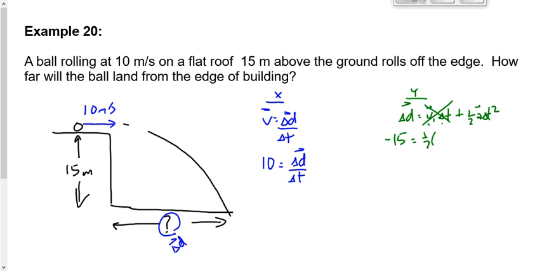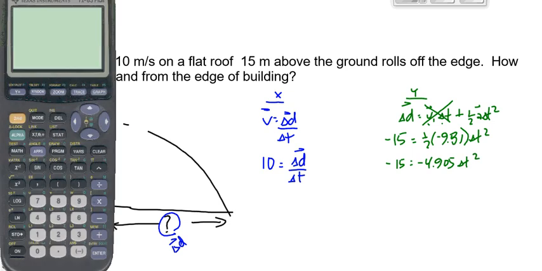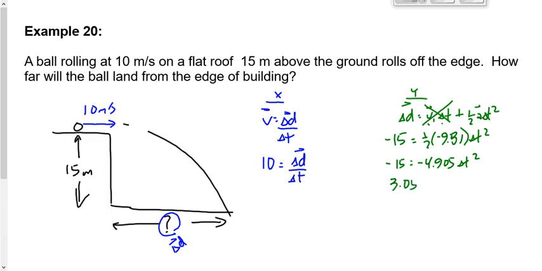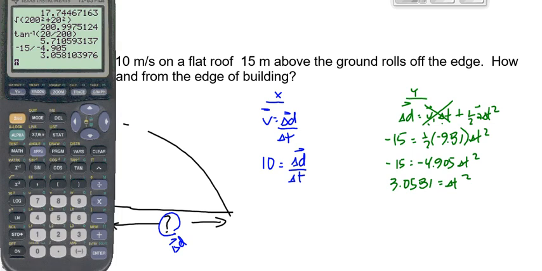It's 1/2 of, what's a? Vertical acceleration, negative 9.81 meters per second squared, times t squared. Now let's simplify this a little bit. Half times negative 9.81 is negative 4.905. And now let's say negative 15. Negative 15 divided by negative 4.905 gives me a value of 3.0581 t squared. And then we're going to square root that. We get 1.7487 for time.